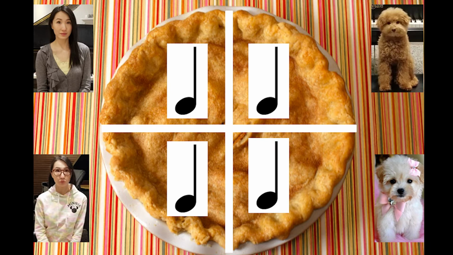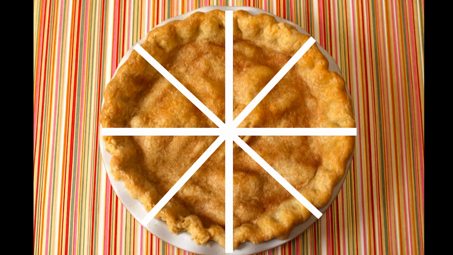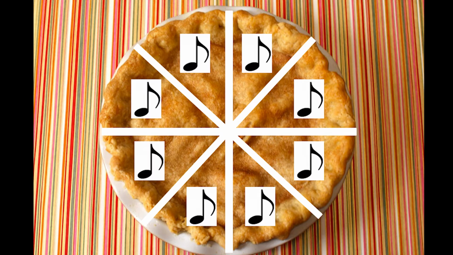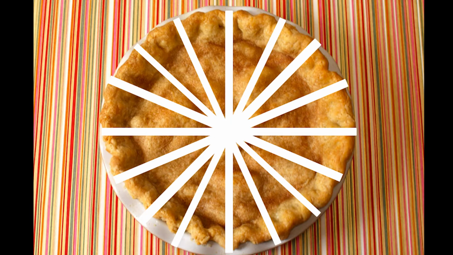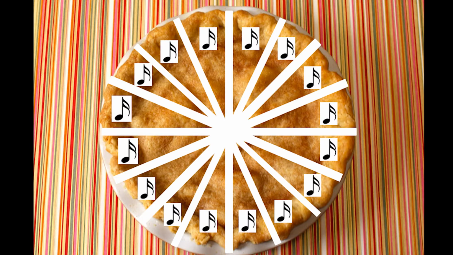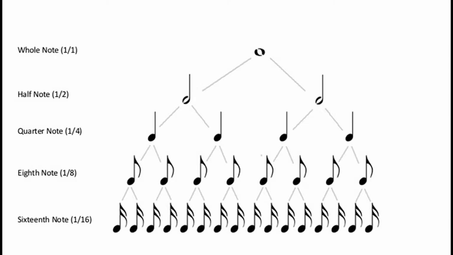And again, if each one of us wants to share their pie with a friend, we'll need to cut our quarter slice in half again, which now makes each slice an eighth slice. A whole note has 8 eighth notes. Once again, if each of us wants to share their pie with a person, we'll need to split our eighth slice in half, which now makes each slice a 16th slice. A whole note has 16 16th notes.